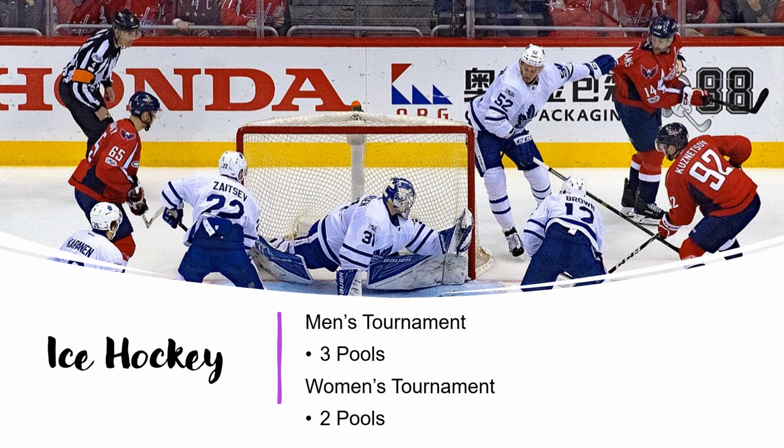To participate in the Olympics in ice hockey, teams qualify based on their world ranking before the games. 12 countries are represented in the men's tournament and 10 countries in the women's tournament. The top 2 teams from the men's pool and top 3 teams from the women's pool advance to their respective quarterfinals. The winners of the quarterfinals advance to the semifinals and then to the finals to crown a winner.